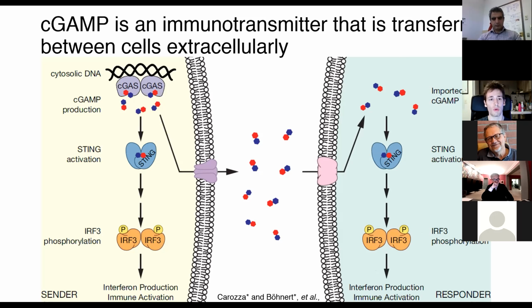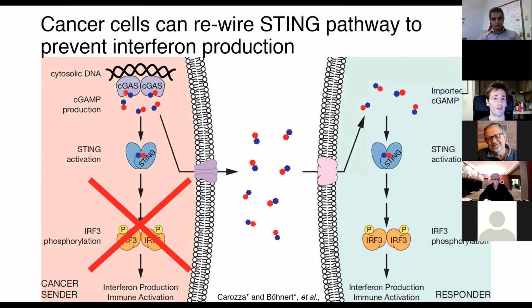And one important feature of this paracrine signaling is that often cancer cells will knock out immune activation as a result of STING pathway activation. And so transmission of cGAMP to nearby cells is sometimes the only way that immunity is activated as a result of cytosolic DNA presence.